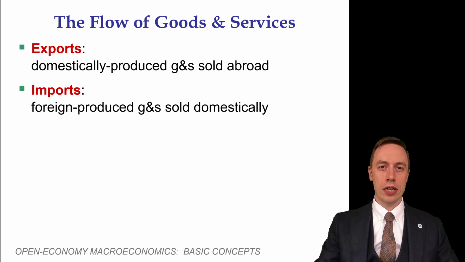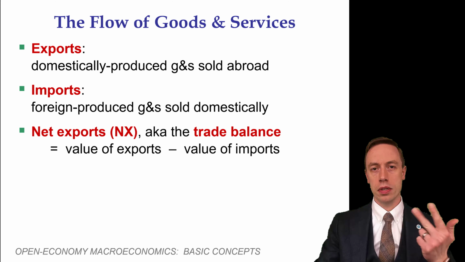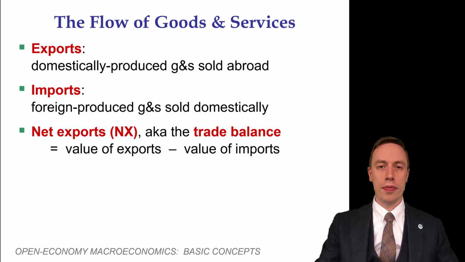And they enter our national income accounting identity as a net figure: exports minus imports. Which of course means that out of the four major terms in our national income accounting identity, consumption, investment, government purchases, and net exports, it's the only one that can be a negative number. In fact, at this point in time, net exports is a negative number for the United States. Let's start out by having a look at the data here.